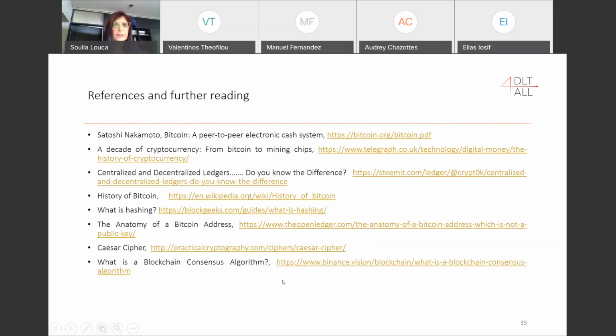This brings us to the end of the second section as well, on the technological components of blockchain.